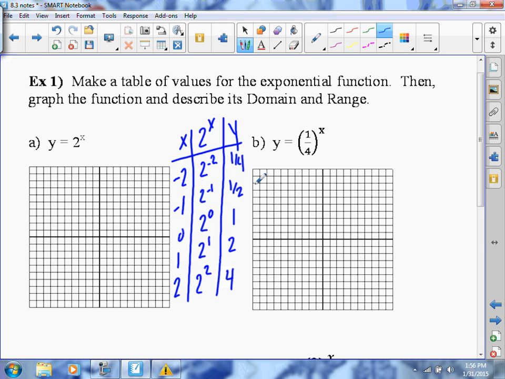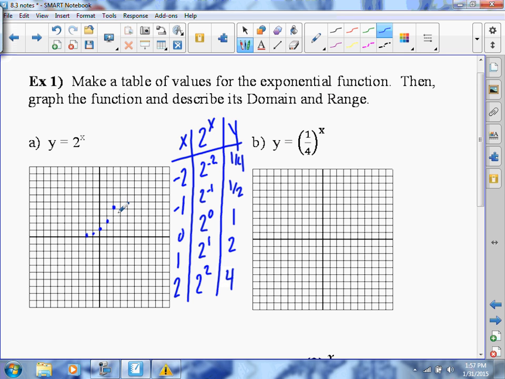So you will get some fractions when you're dealing with exponential functions, and that's okay. They're annoying to graph, but they're not impossible. So we go to -2, 1/4. So just kind of estimate where that would be. -1, 1/2. 0, 1. And then 1, 2. And 2, 4. Now you could keep going if you wanted to. You could plug in 3 and 4 and 5.